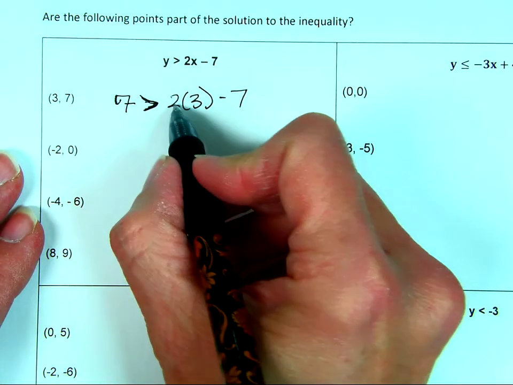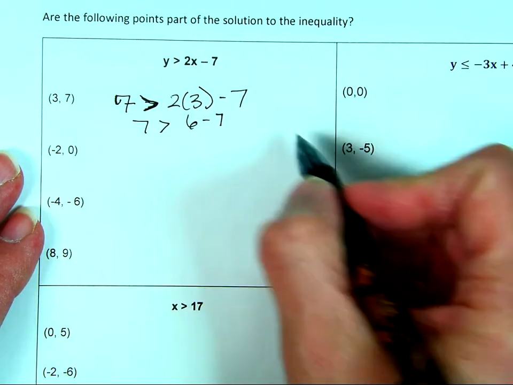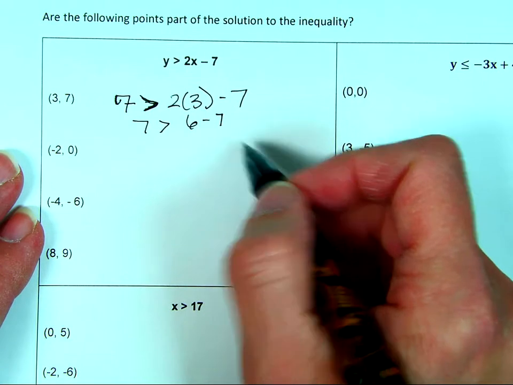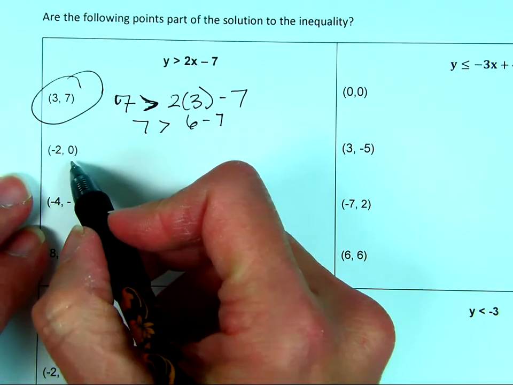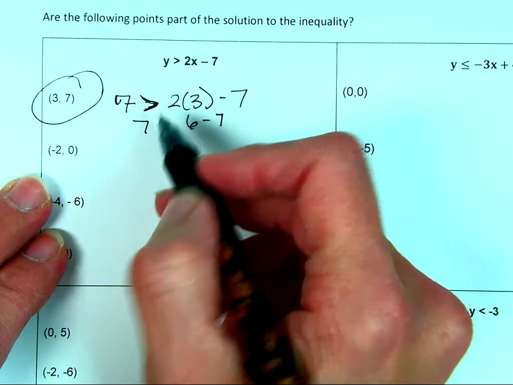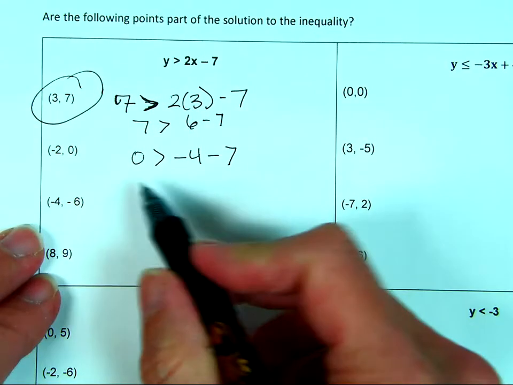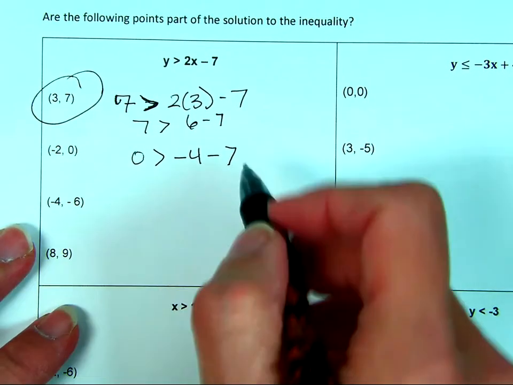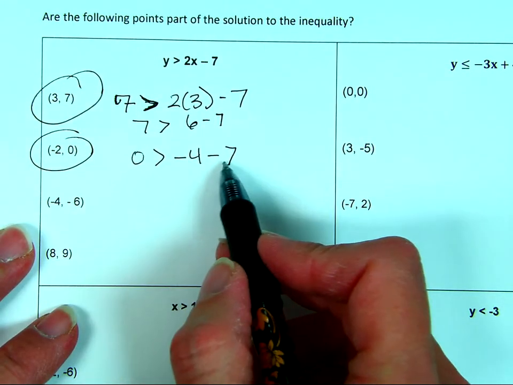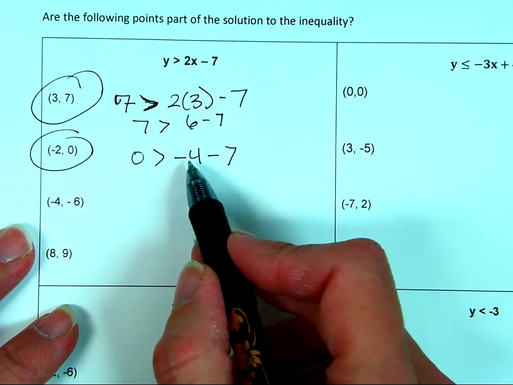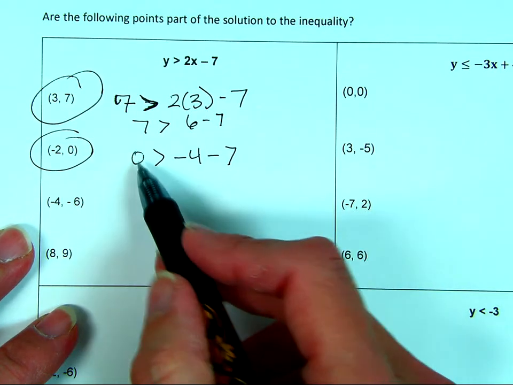So this is 6 minus 7. And is 7 bigger than 6 minus 7? Yes, 7 is greater than negative 1. So yes, that one is in the solution set. Negative 2, 0. So we say, is 0 bigger than negative 4 minus 7? Yes, 0 is going to be bigger than negative 4 minus 7. Notice I don't really have to add those. I know that if I have 2 negatives over here, so I'm going left 4, then left 7, 0 is still bigger than that.